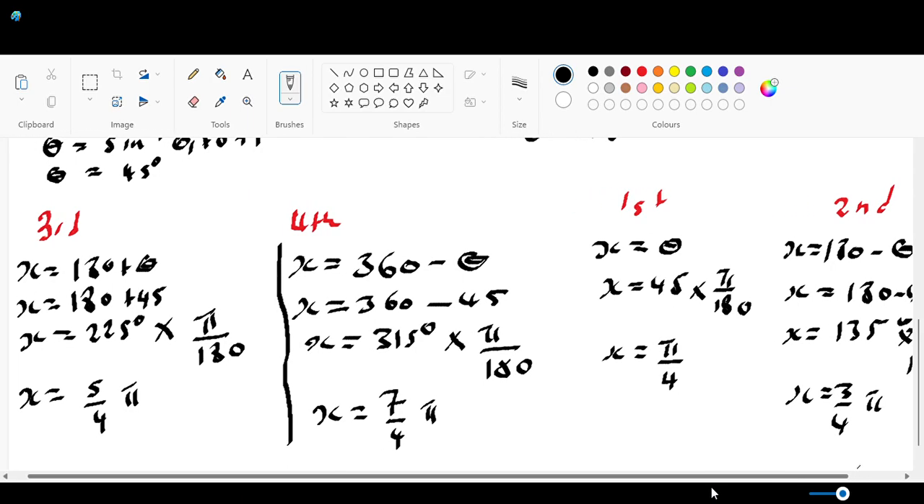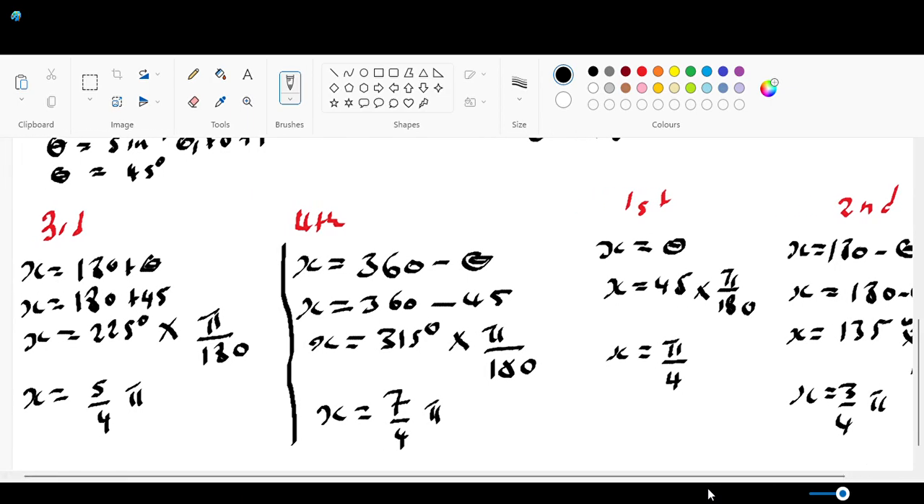So guys, I hope you were able to follow through, because this is a bit long. But if you were able to follow through, this is our answer. On the third quadrant, it's 5 over 4 pi. The fourth quadrant, it's 7 over 4 pi. Remember, on the third and the fourth quadrant, sine is negative. And then on the first quadrant, it's pi over 4, and the second quadrant, it's 3 over 4 pi. That's where our sine is positive, on the first and the second quadrant.